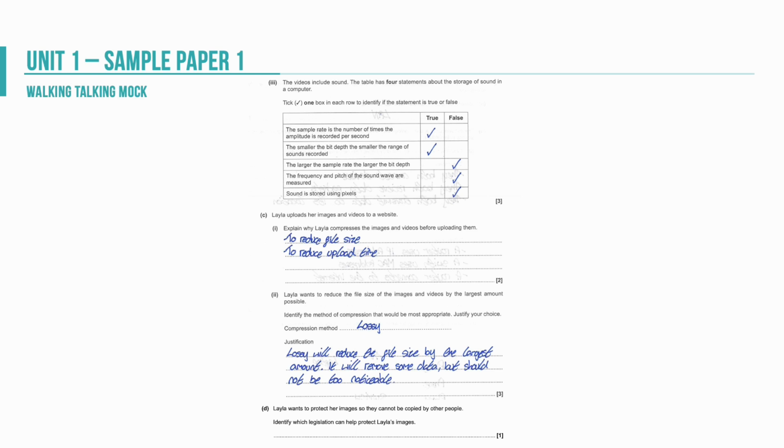Layla wants to protect her images so they can't be copied by other people. Identify the legislation. Well, the legislation is the Copyright Designs and Patents Act, but you're probably going to get the benefit of the doubt if you just put copyright. But that's the formal name of that legislation, and that's one of very, very few that you need to remember as part of your GCSE.